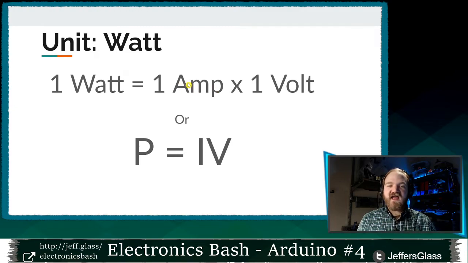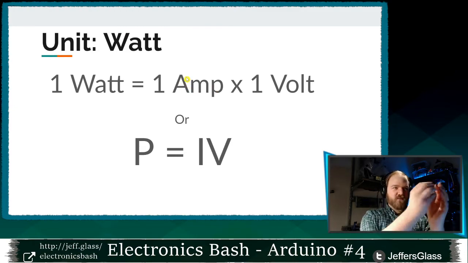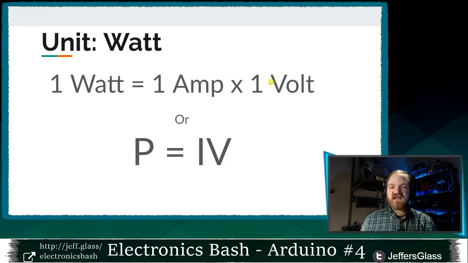So if I have a current of 1 amp, I'm counting 1 packet of charge moving past me every second, and it's moving through a field that releases 1 joule with that movement. It's 1 volt, then I'm releasing 1 watt of power as I move those charges along. You'll often see this equation written as P equals IV, power equals current times voltage.